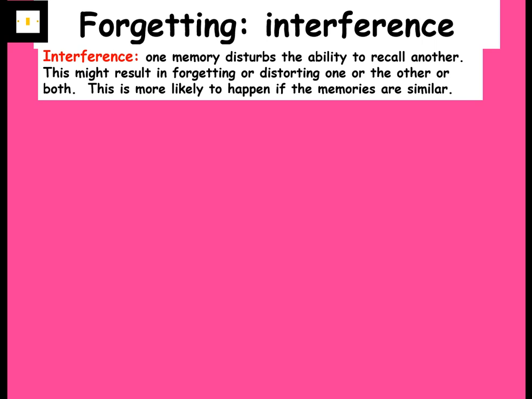So interference is the idea that one memory disturbs in some way the ability to recall another. So it could be forgetting, or it could be distortion, or it could be both. And the more similar the memories are, the more likely we are for interference to happen.